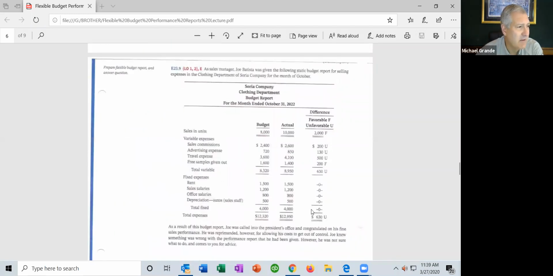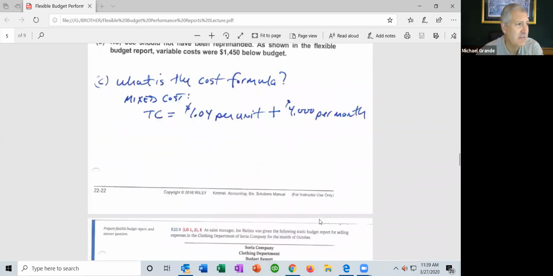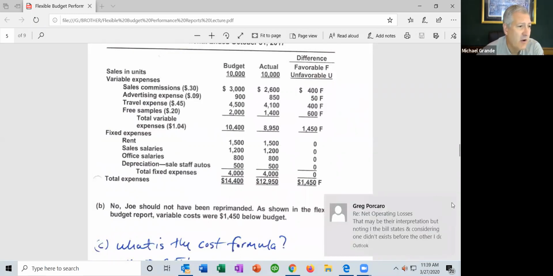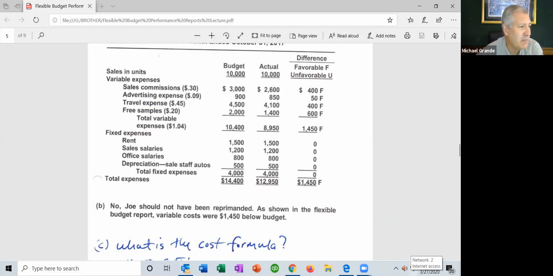Let's look back. The static budget report had a $630 unfavorable variance. But when we prepare a flexible budget report, it actually has a $1,450 favorable variance. The answer to B: no, Joe should not have been reprimanded. As shown in the flexible budget report, variable costs were $1,450 below budget. Savings, favorable.